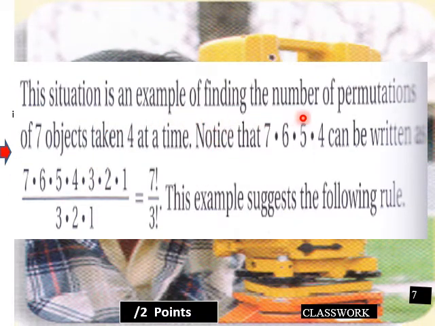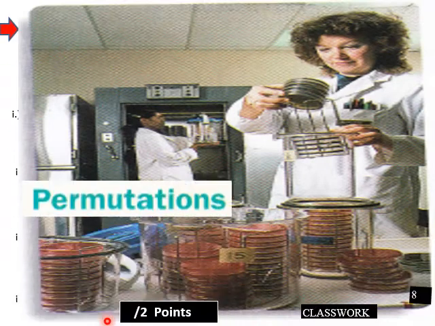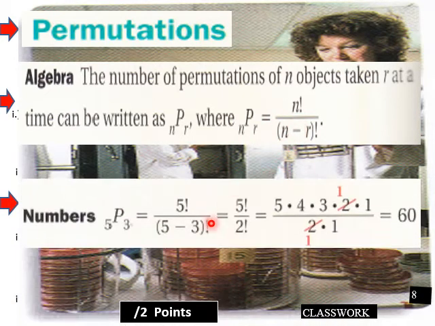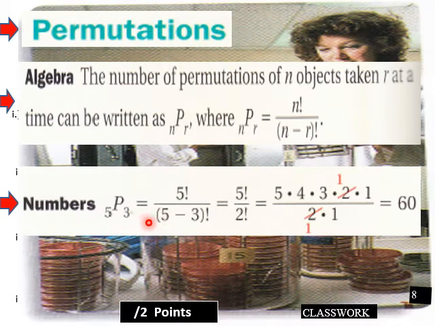This situation is an example of finding the number of permutations of 7 objects taken 4 at a time. Notice that 7, 6, 5, 4 can be written as 7, 6, 5, 4 times 3 factorial over 3 factorial, and then these cancel. So it would be 7 factorial over 3 factorial. This example suggests the following rule of permutations: nPr equals n factorial over n minus r factorial. Plugging in numbers, 5P3, you'd have 5 factorial over 2 factorial, which is 5 minus 3, and it would be 60. If you had 5 posters and 3 walls, this would be the number of arrangements you could make.